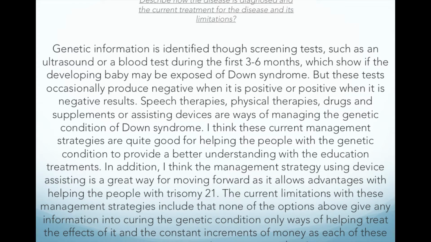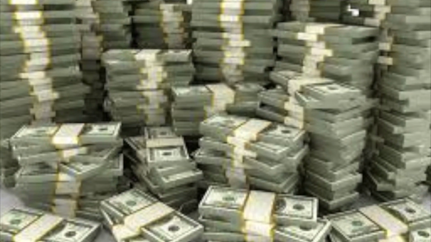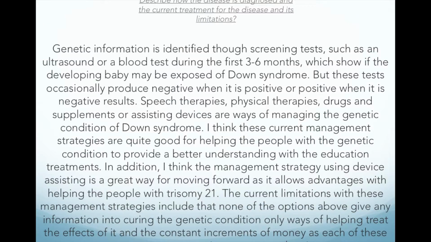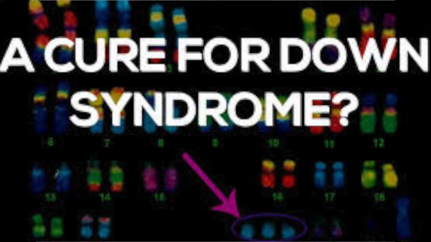The current limitations with these management strategies include that none of the options above give any information on curing the genetic condition, only ways of treating the effects of it, and the constant increments of money as each of these management strategies is at a costly price. Down syndrome cannot be cured just yet. However, methods are being implemented through different ways as deeper research is taking place to completely cure the disorder.